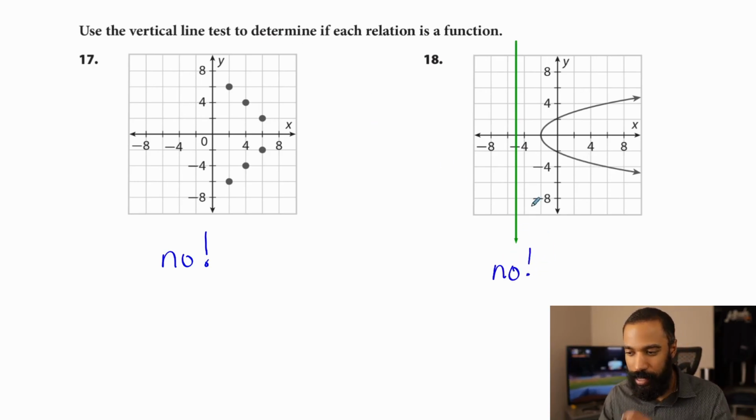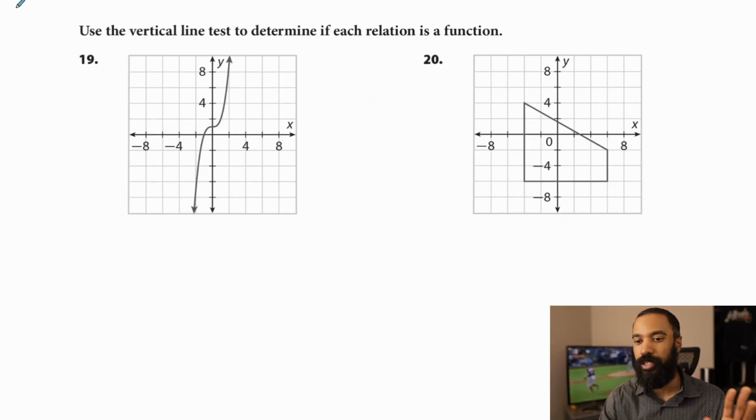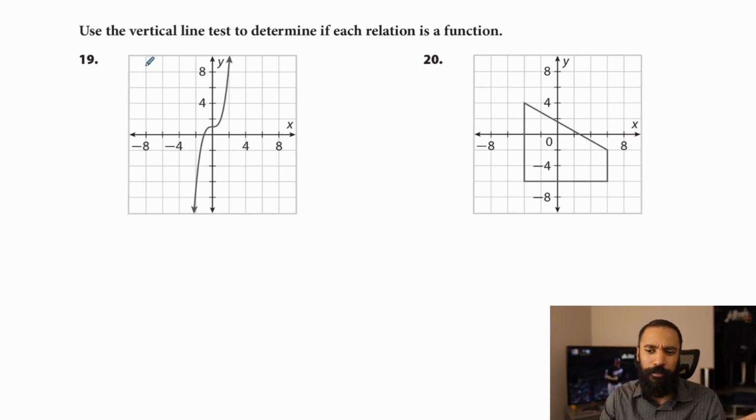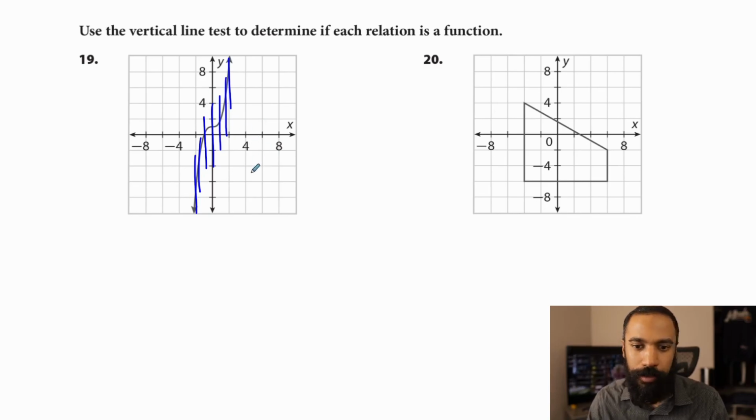Okay, now you don't get the luxury of being able to actually scan a vertical line, but all you have to do is just look at it for yourself and determine, and I'll do it with this one with you. Just mimic and go like, okay, am I hitting any 2 points for any vertical line that I draw? And you don't literally have to do that. I'm just showing you.